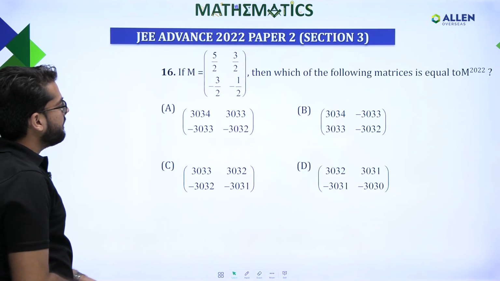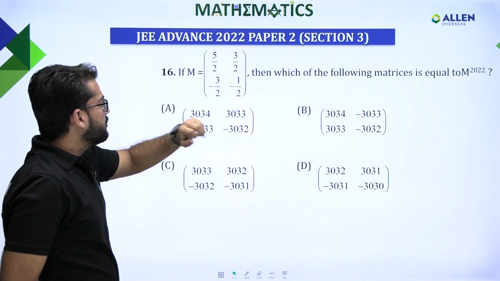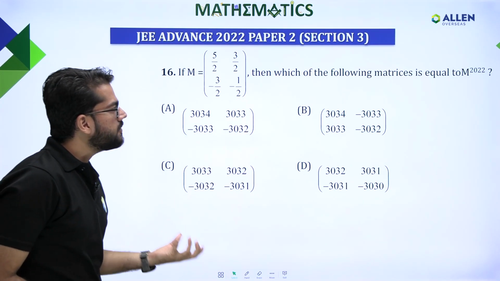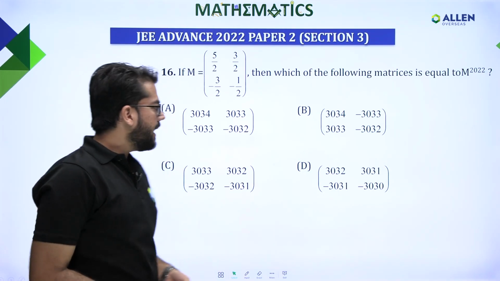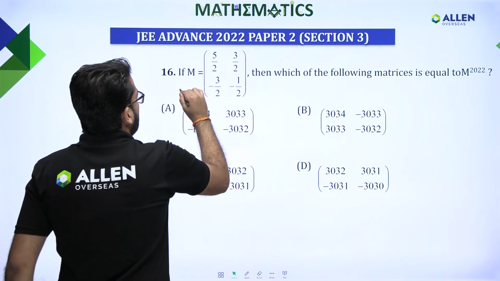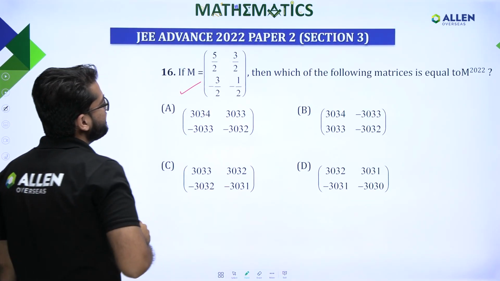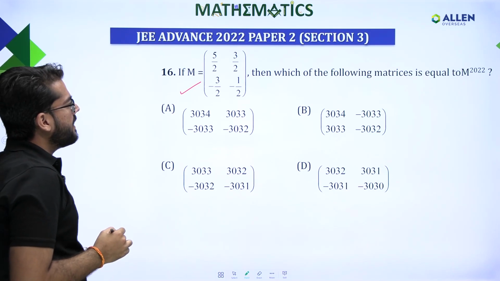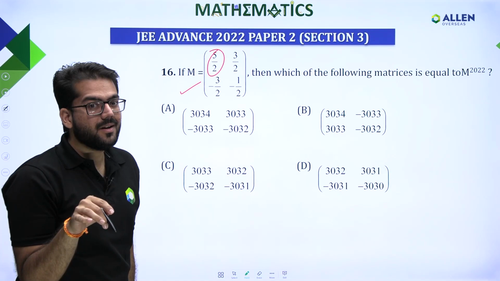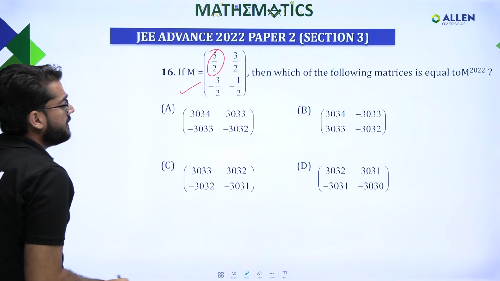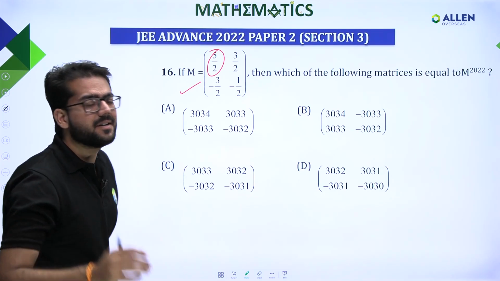And the first we have, question number 16: if M is the matrix 5 by 2, 3 by 2, minus 3 by 2 and minus 1 by 2, then which of the following matrices is equal to M to the power 2022? Just think here of only one thing, only one weapon, or we can say we need to think about this matrix. And can we write this 5 by 2 as 1 plus 3 by 2? Yes, definitely. This is the key point for this one. The rest of the things are very easy for this question. You can even get the answer within a minute, right?